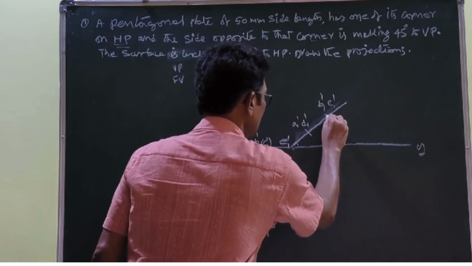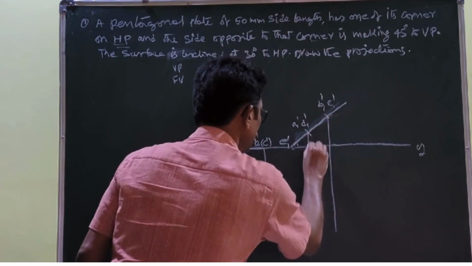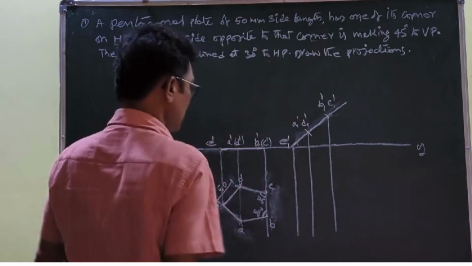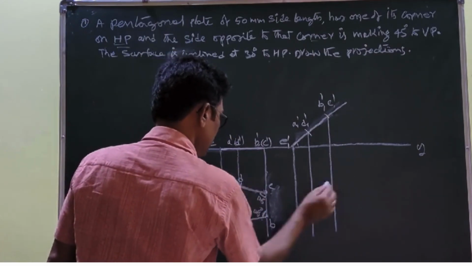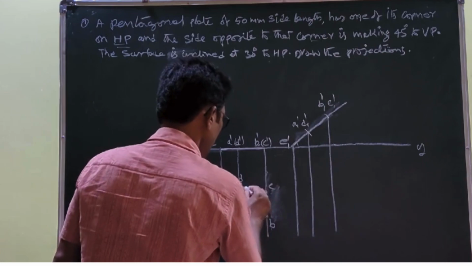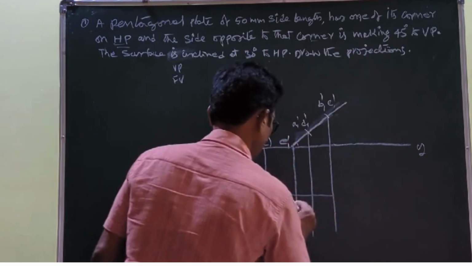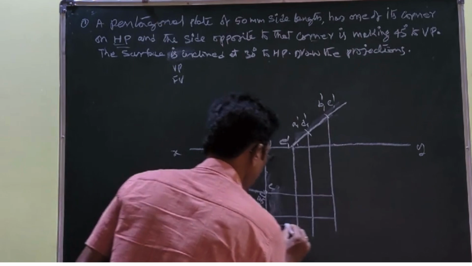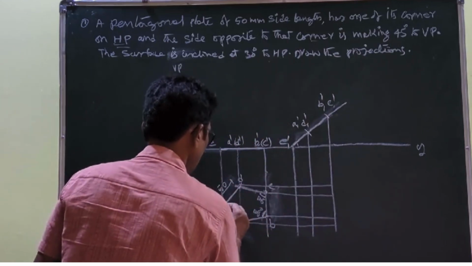Here you draw the projectors in the vertical direction, perpendicular to XY. Then again you draw projectors in the parallel direction to XY through C, B, A, D and E.